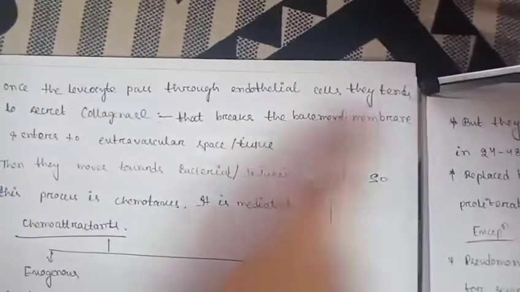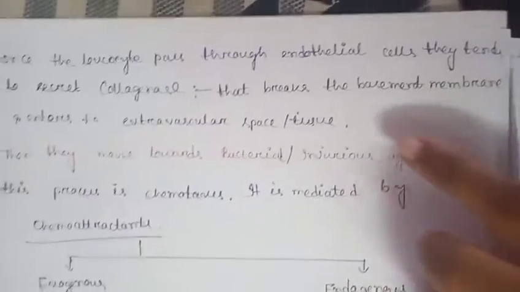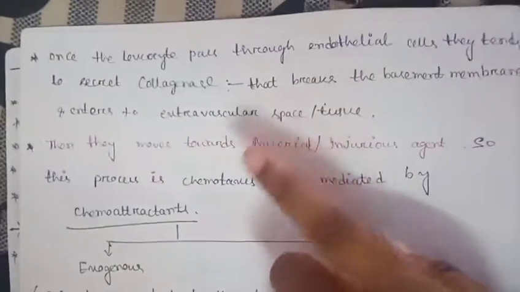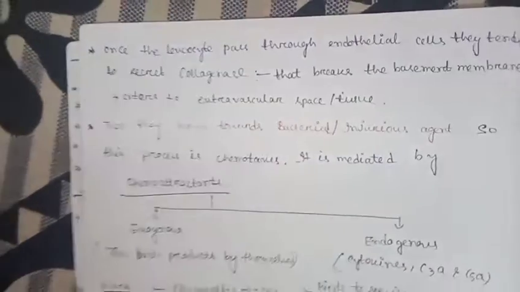Passing through the endothelial cells, they secrete collagenase that breaks the basement membrane and enters the extravascular space. This way we discussed all about how they break the basement membrane and then enter the extravascular space. What the journey in the extravascular space is, we will discuss in the next video. Thank you.